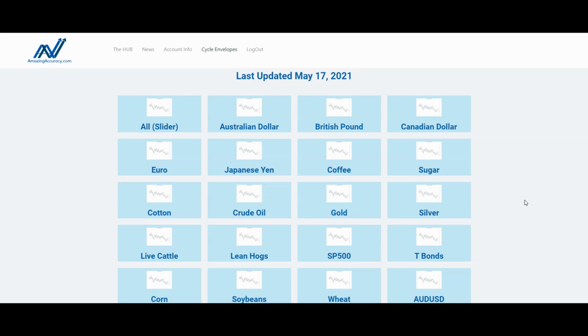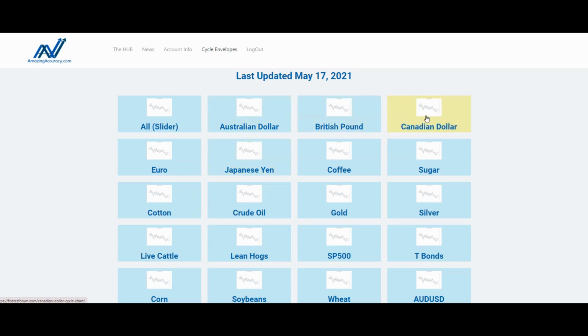When I log into the membership and go to the hub, this is usually where I go first. I'll usually just run the slider, and what that does is it shows each one of these markets one after another. It scrolls by the screen, pauses, next one goes by, you look at it, pauses, and that helps me to scan all the charts that we cover.